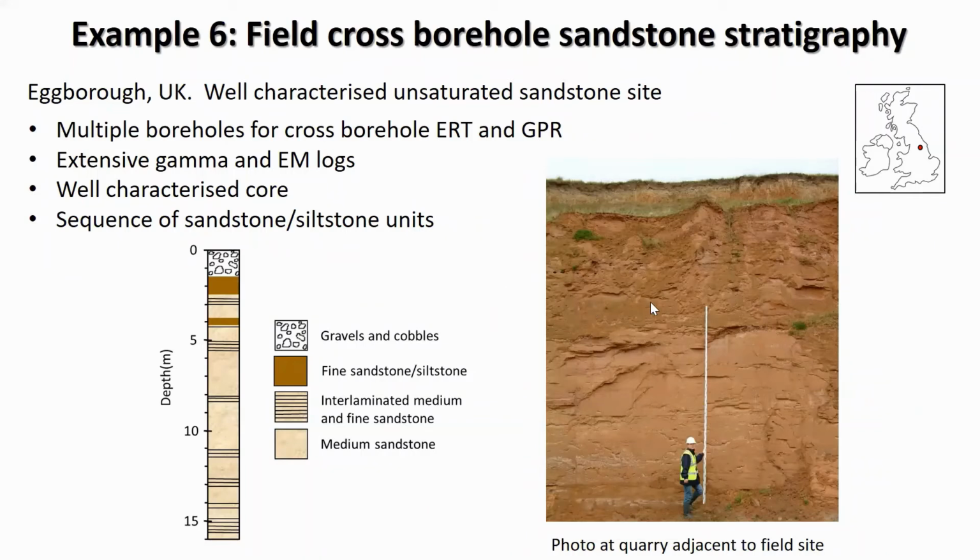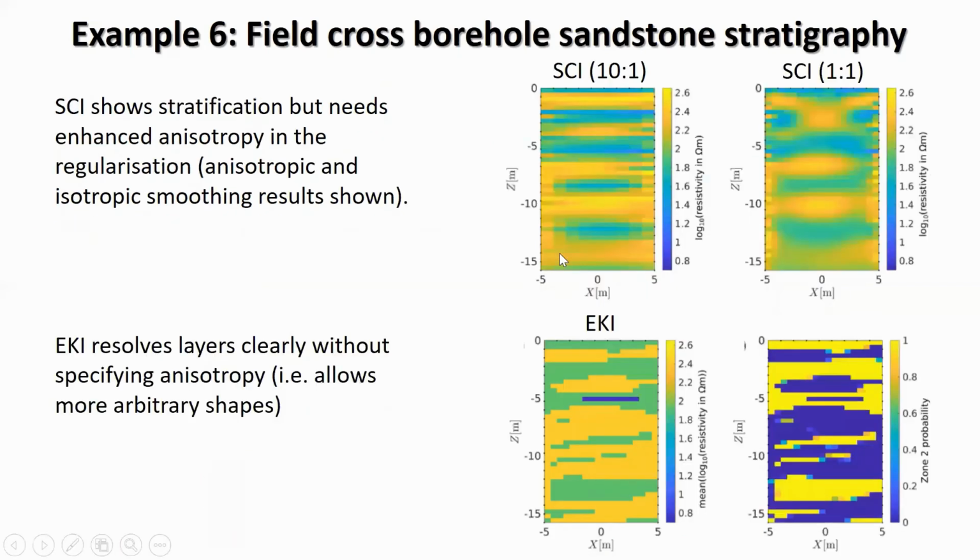So, as I said, we picked this site for illustration here because we've got a lot of other data that we can compare against. We've got gamma logs in boreholes, we've got EM logs in boreholes, a well-characterized core, as well as some cross-borehole ground-penetrating radar. So when we run an inversion, this is selected data collected between two boreholes.